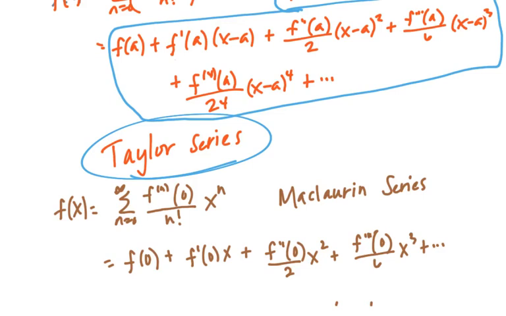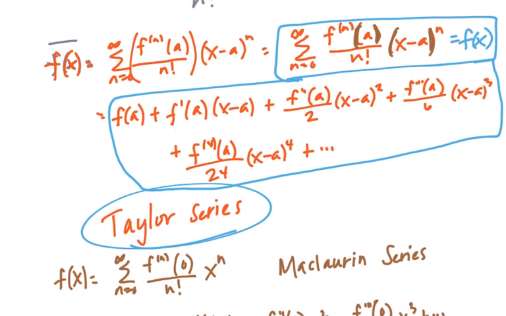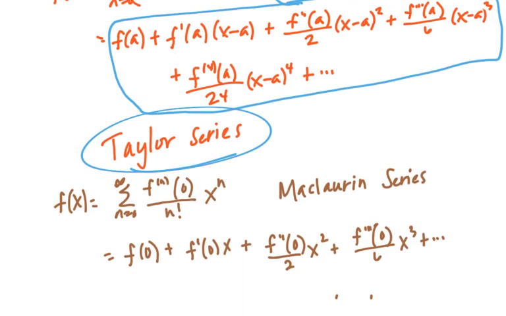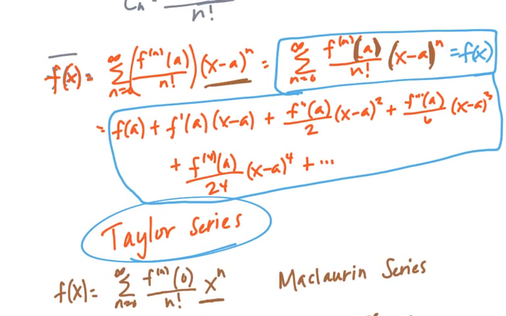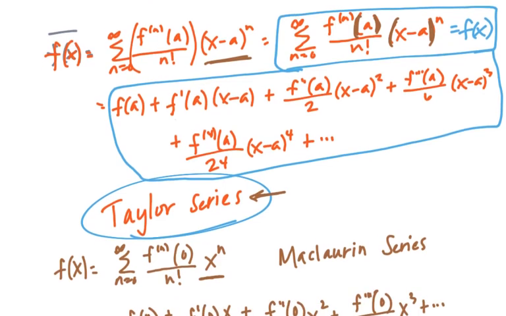So you're going to either use the Taylor series if you're centered around a, or the Maclaurin series if the center is 0. And here's the difference. x to the n means Maclaurin series. x minus something to the n or plus something to the n represents the Taylor series. So that's the difference between the two.